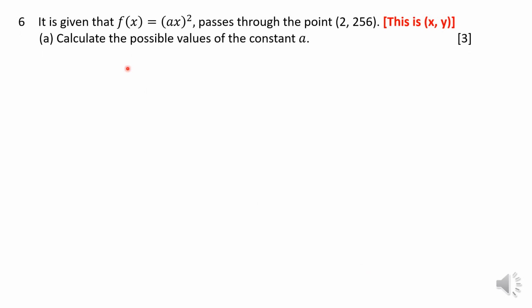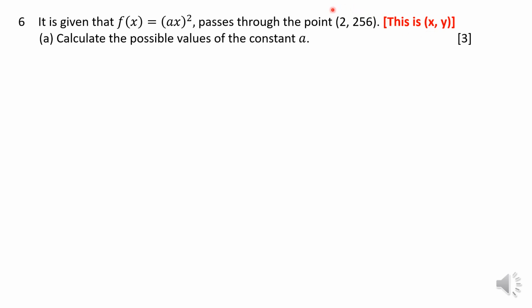Question 6. This is an algebra question. It involves some functions. The function that you are given here is such that (ax) all squared. So whatever a and x are, all squared. Now this is a point that it passes through. This is point x, very important. So I can substitute for x, and that is the y value. That's why I put this in red.